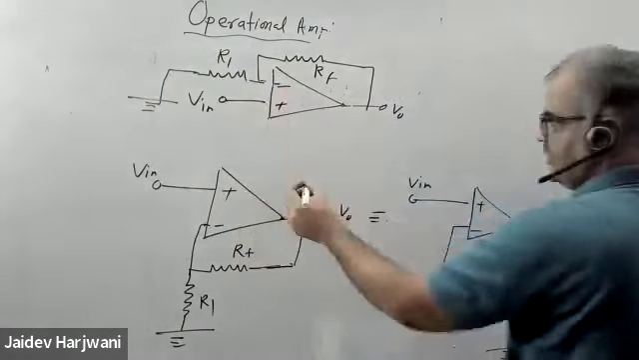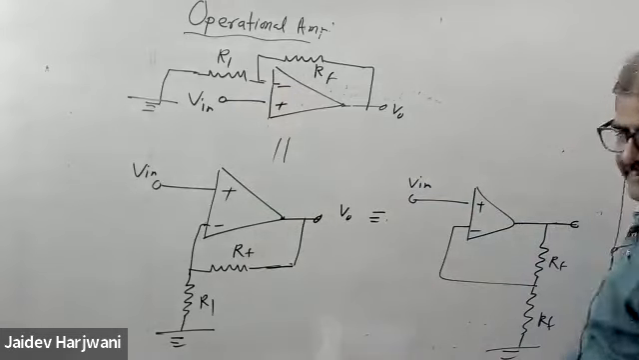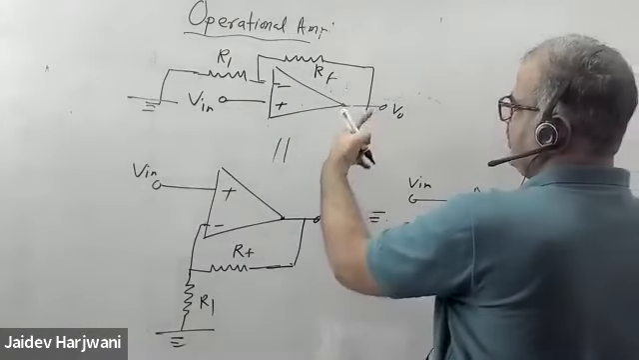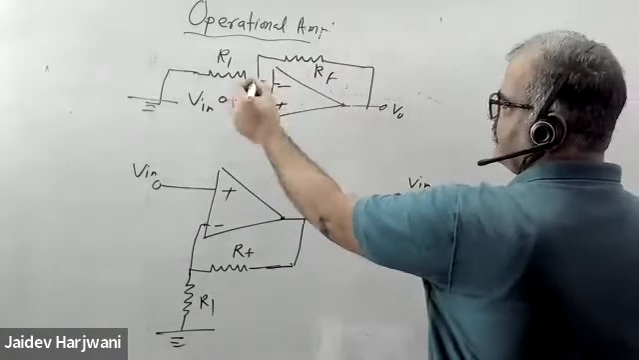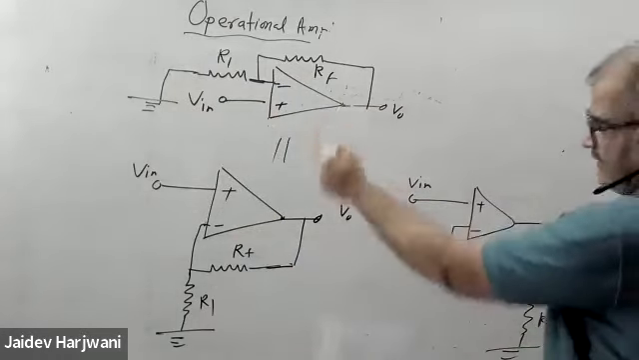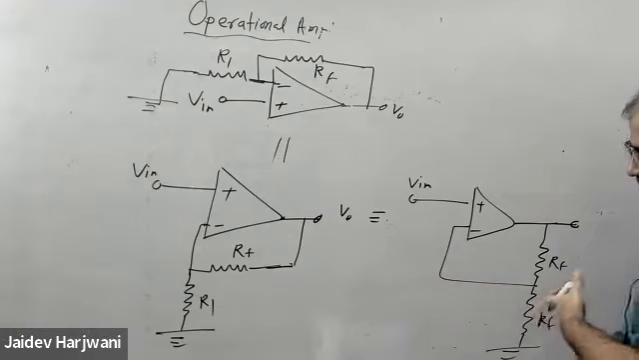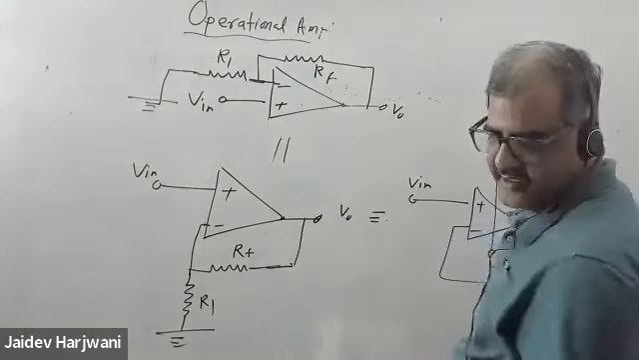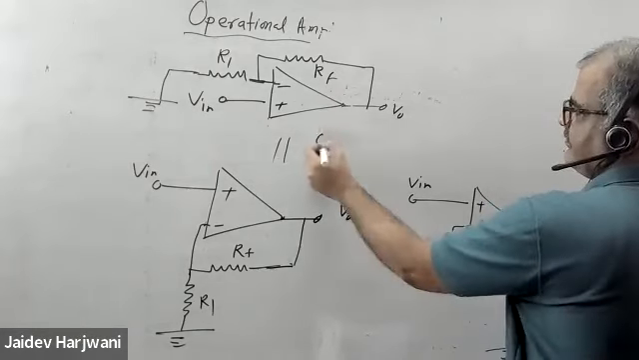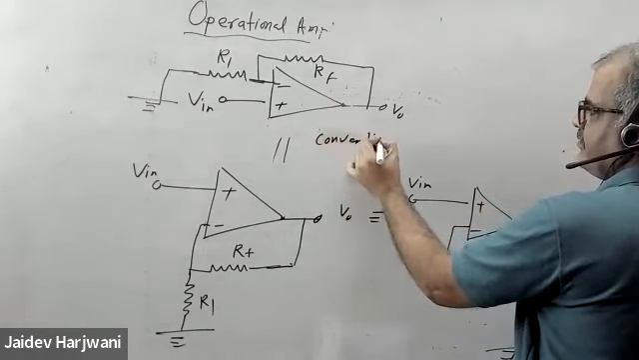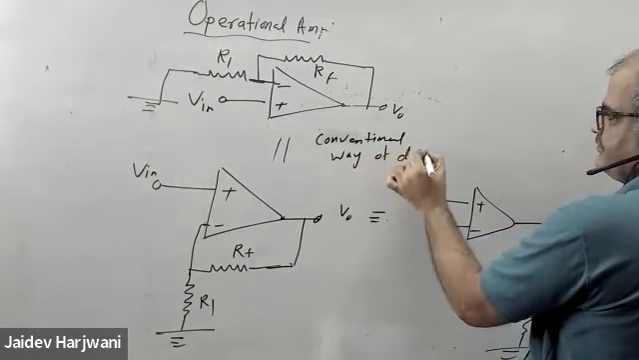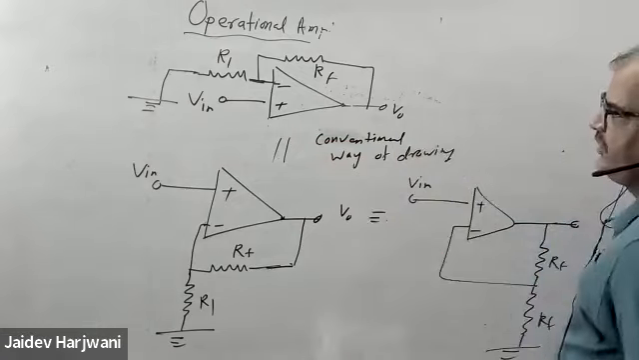So all three are the same thing. You have V naught, one feedback resistance coming to the input, and there is a resistance. These three types are the same. Don't get confused when sometimes they draw it like this, sometimes like this, sometimes like this. This is basically the conventional way of drawing.